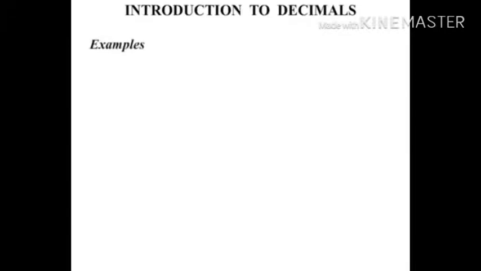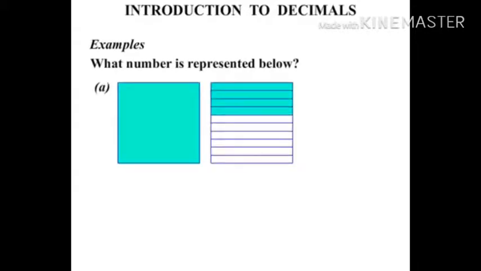Let's look at some examples now. What number is represented below? So in this particular one, what have we got? Well, we certainly have one whole there, so we'll write 1. And in this part of the diagram, 4/10. Now, as a decimal, let's write the 1, and the 4/10 can be written as 0.4. So, because it's over 10, we expect to see 1 decimal place.